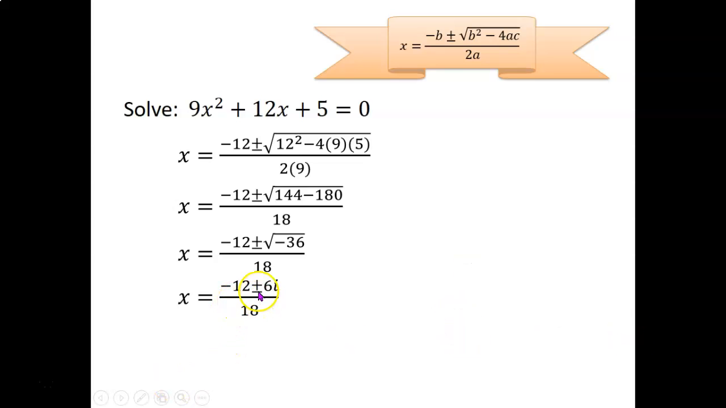So we're looking at negative 12 plus or minus 6i over 18. And that can be simplified because the numerator and the denominator both have a common factor that we can divide out. The greatest common factor is 6. So after we divide out a 6 on top and on the bottom, this reduces to negative 2 plus or minus i over 3. You could leave it like that, or you could break it up into separating the real part and then the imaginary part with the i. So it would be negative 2 over 3 for the real part, and then plus or minus 1 over 3 times i.